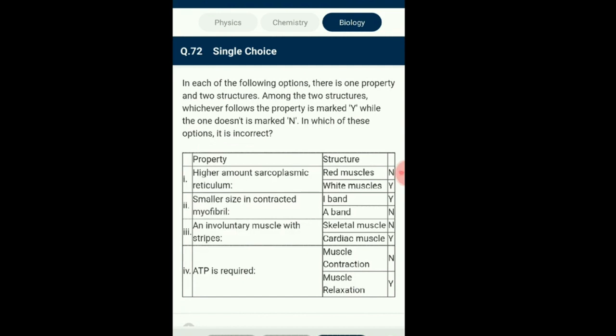Question number 72. In each of the following options, there is one property and 2 structures. Among the 2 structures, whichever follows the property is marked Y, while the one that does not is marked N. In which of these options is it incorrect?